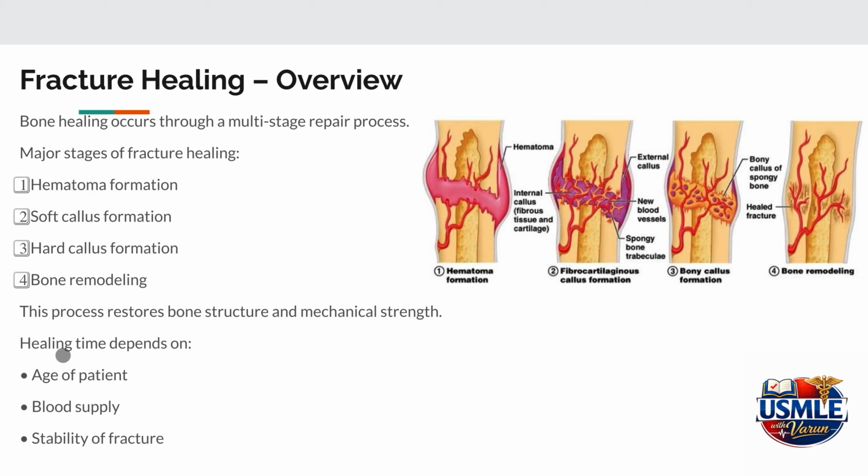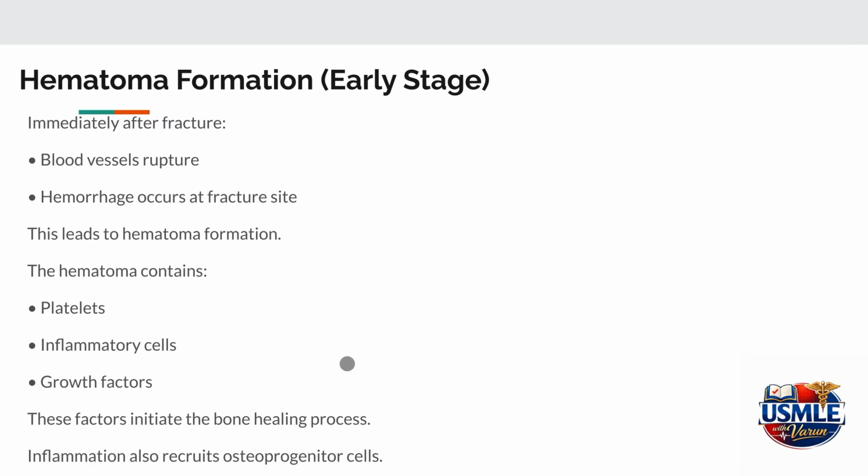The time required for healing depends on several factors such as the patient's age, blood supply to the bone, and stability of the fracture site. So that's the reason why we say that adequate stabilization of the fracture is essential for proper bone healing. It plays a very key role. Stabilization is the most important thing that needs to be done when a fracture happens.